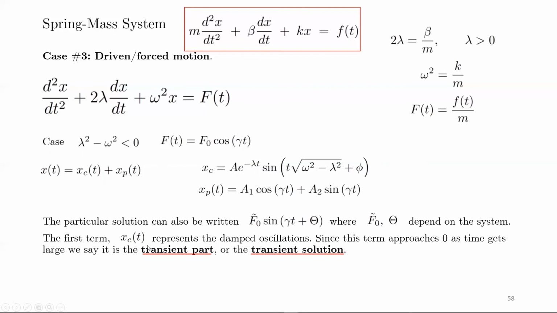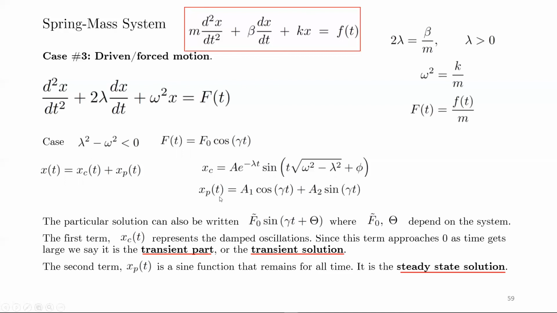So the first term, x of c, the complementary solution, represents the damped oscillations, because this term approaches zero as time gets large. So we say it's the transient part, or the transient solution. Okay, but the second term, x of p, this is just a sine function, or you could say it's the sum of a cosine and a sine. Okay, and those things are not damped. There is no exponential damping here. There's no damping here at all. So these things just oscillate forever. So we say that this is the steady state part of the solution, or the steady part of the solution.